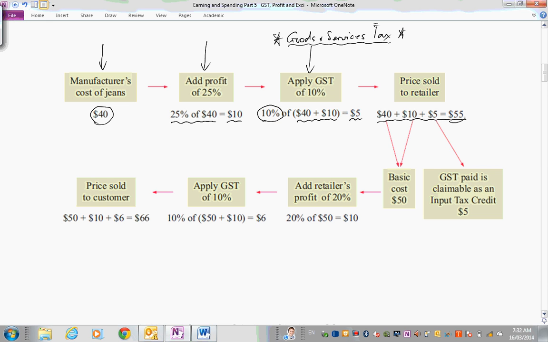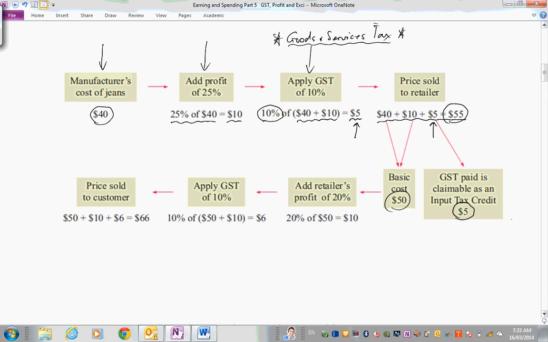Okay, so here the retailer has to pay $55, including GST there. Now that GST goes to the government, goods and services tax. This goes to the government. Okay, now the retailer now has to sell it to you. All right, so what's the basic cost to the retailer? It was $50, and the retailer can claim that $5 back from the government. Okay, they can claim that back in their taxes at the end of the financial year, an input tax credit.